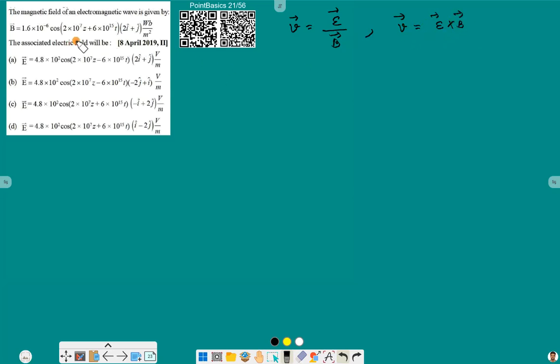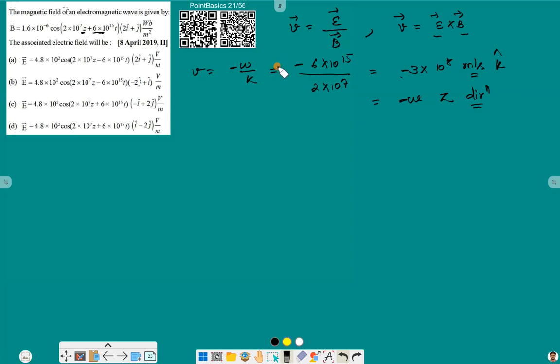Now let us first find the velocity. The velocity for a wave is equal to minus omega by k. Here omega is 6 into 10 raised to power 15, so minus 6 into 10 raised to power 15 divided by k, that is 2 into 10 raised to power 7, so this gives us minus 3 into 10 raised to power 8 meter per second, and the direction is z. Since we have a negative sign, the wave is traveling along the negative z direction. So E cross B should give us negative k.